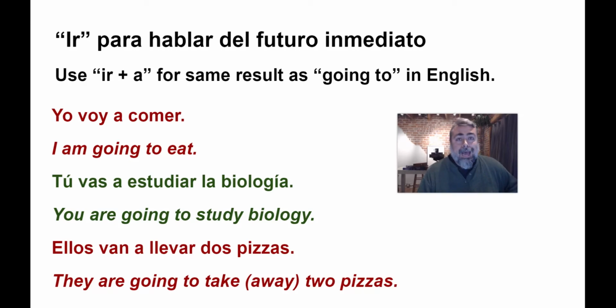So, voy a is the same as going to. Tú vas a estudiar la biología. You are going to study biology. Ellos van a llevar dos pizzas. They are going to take away two pizzas. They're going to take out two pizzas. Okay, so without even studying another tense, we can already now talk about a present future. Okay, boom.